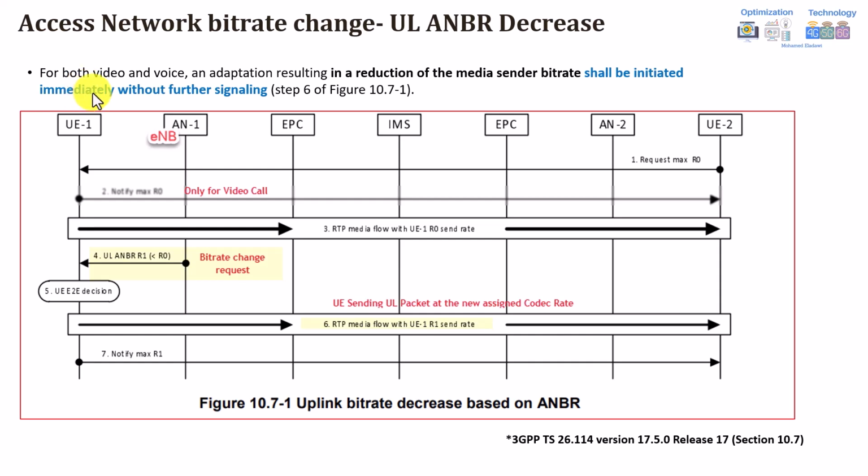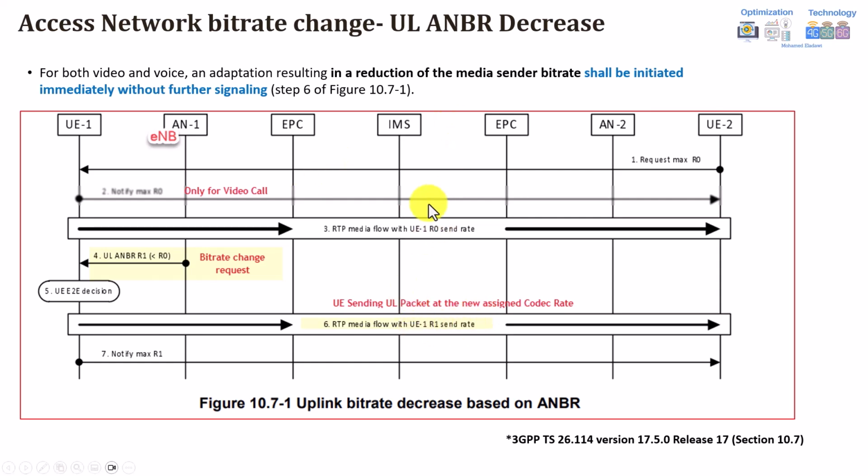And as mentioned here by the 3GPP, in the case of adaptation, the adaptation results in a reduction of the media sender bitrate, since the NLP decided to reduce the bitrate. So the change is initiated immediately without any further signaling, which means, as you can see here, once the UE receives the request, it directly sends to the other user with the new assigned codec rate, which is a lower codec rate compared to the previous one.